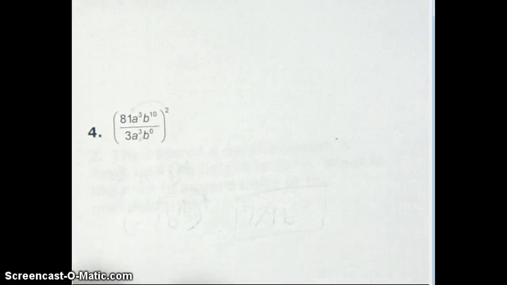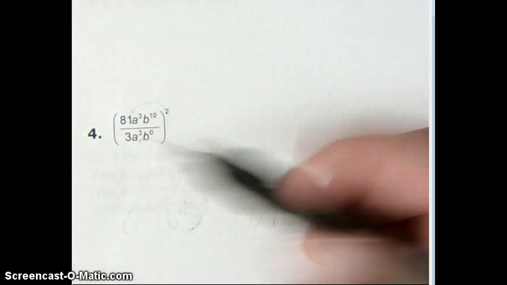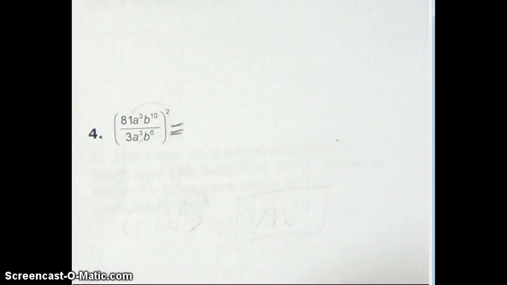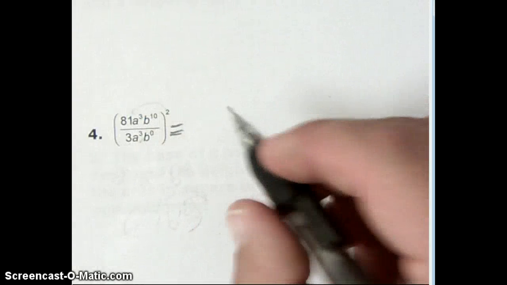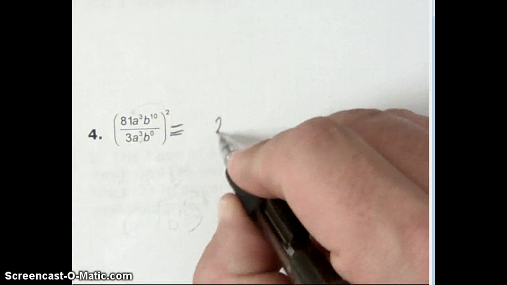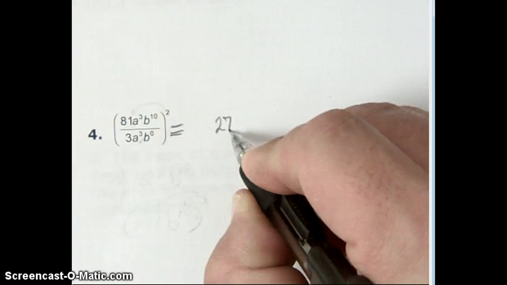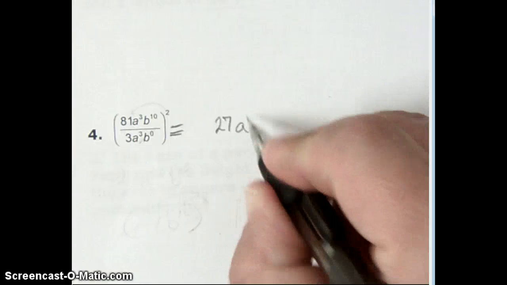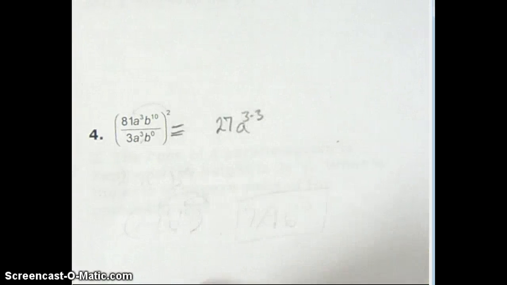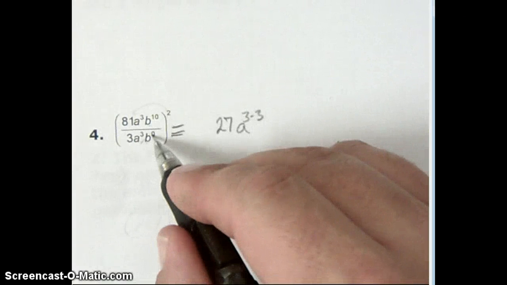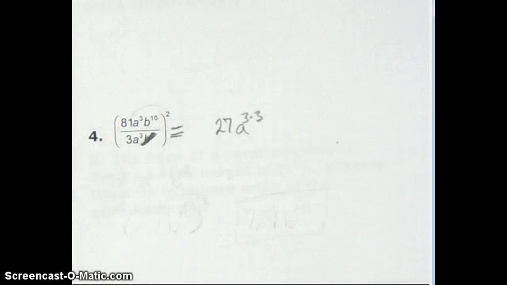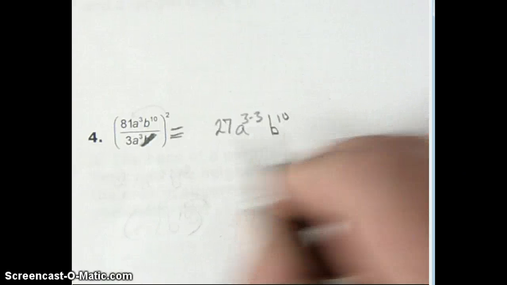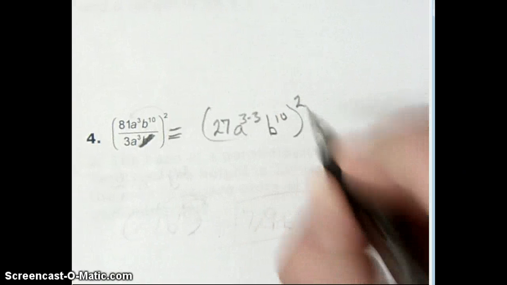All righty, here I've got a problem inside parentheses, so I need to do that before I can do my exponent outside. So 81 over 3 becomes a 27. Okay, a to the 3rd over a to the 3rd becomes an a to the 3 minus 3. b to the 10 over b to the 0. Hey, what can I do with that? I can just get rid of that guy, right? So that's really just b to the 10. That all is in parentheses, squared.